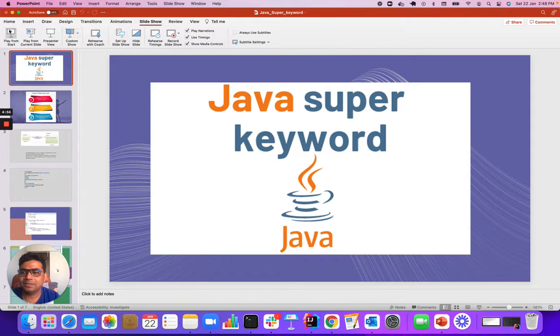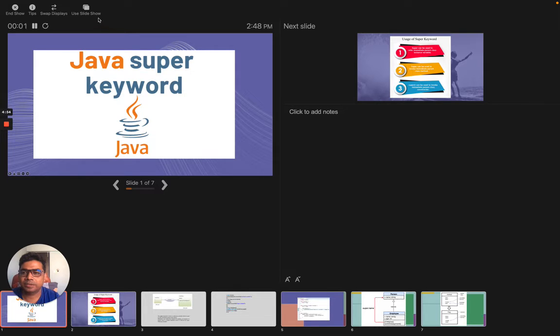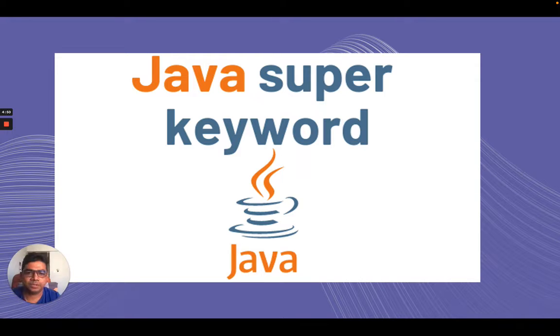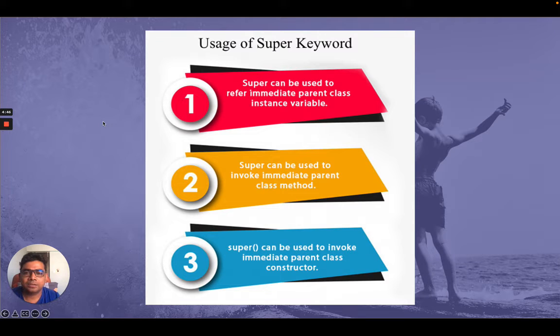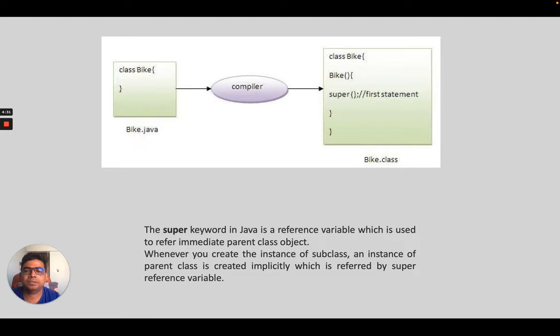So today we'll try to learn the Java super keyword. Let's learn what the Java super keyword is, how to use it, when to use it, and when not to use it. You must have used super if you are a Java programmer. Super can be used to refer to the immediate parent class instance variable. Super can be used to invoke immediate parent class methods, and super can be used to invoke the immediate parent class constructor. Let's see with the help of some examples.